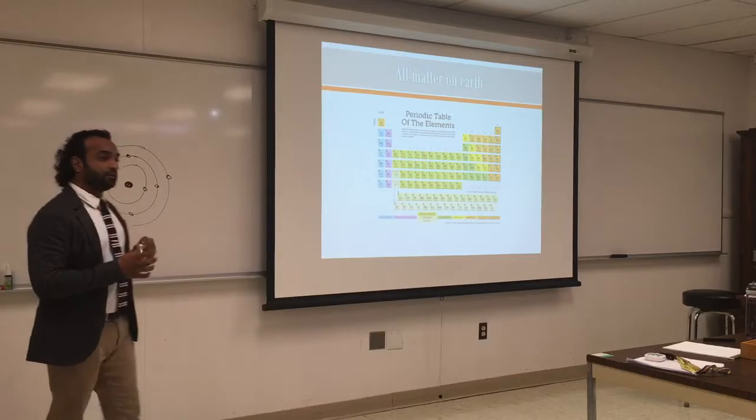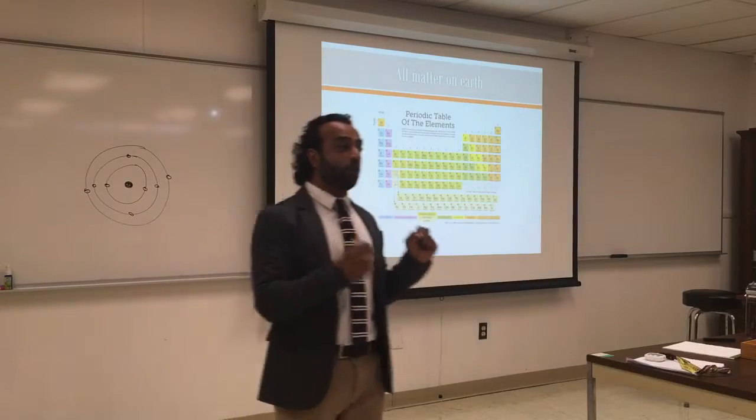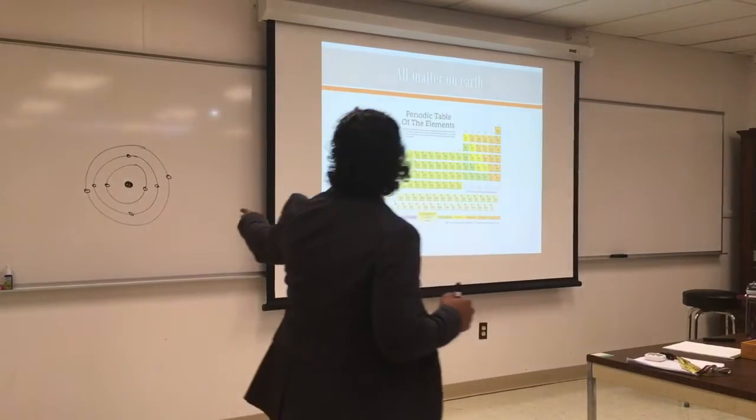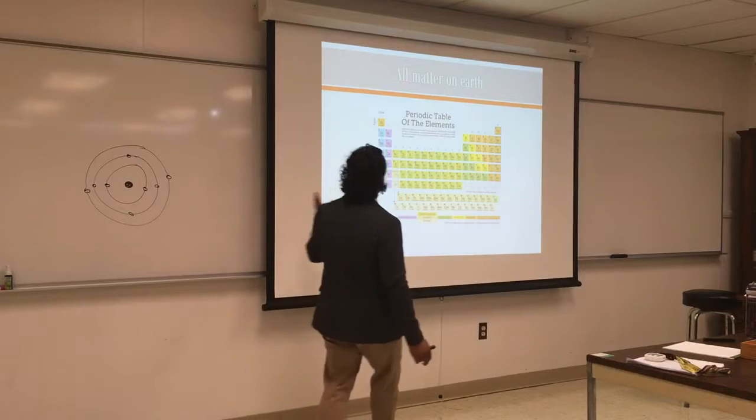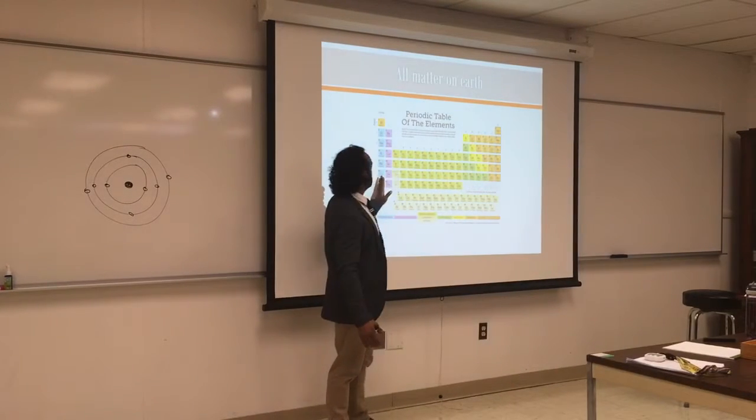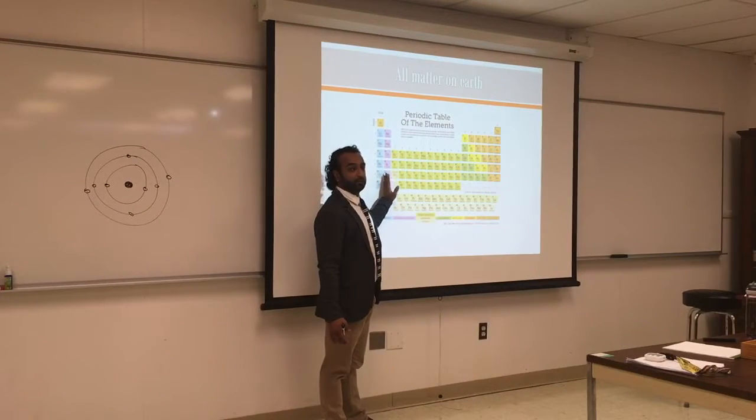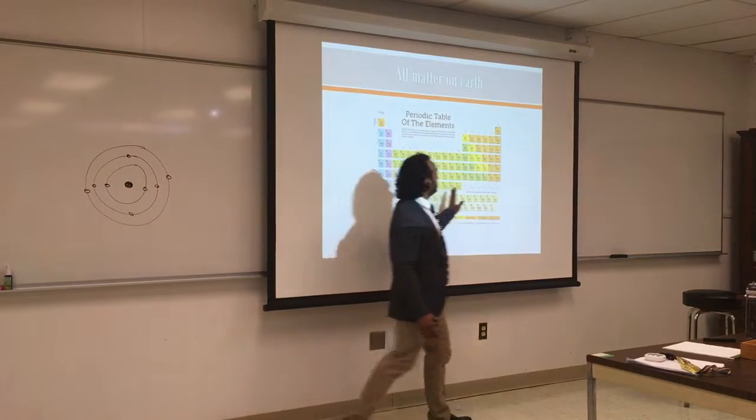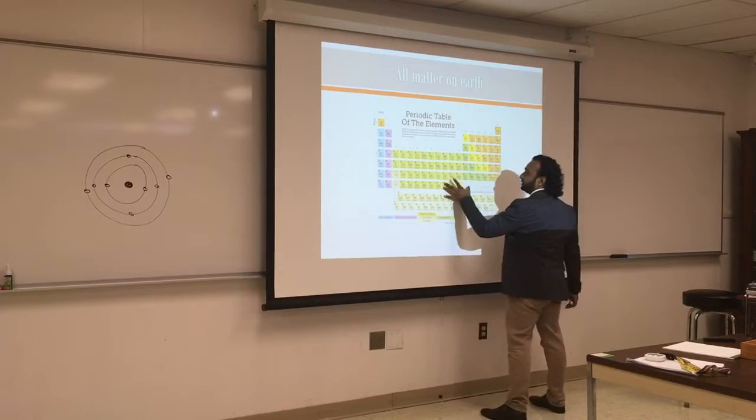So based on the number of electrons in the last orbit in the atom, these things have been organized. This has 1. The charge is 1 here, 2, 3, and so on. And this also has 1. They transition in the middle here.